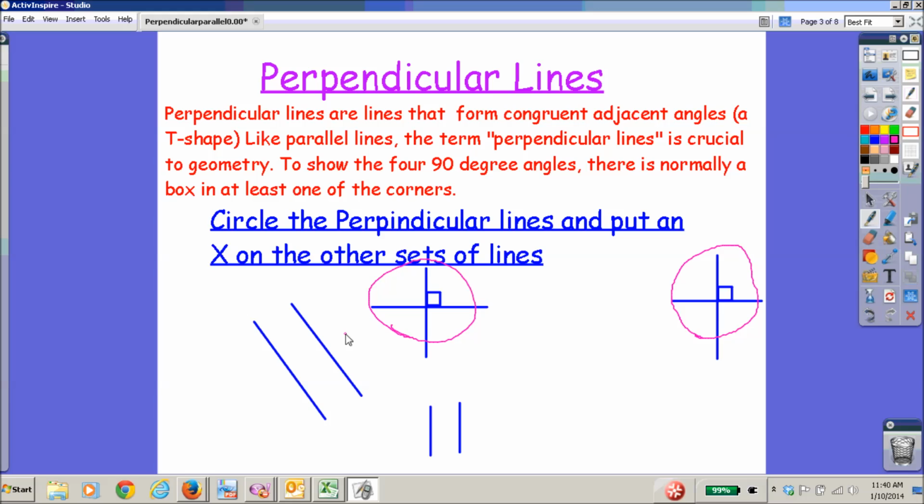In order for you to know if they're perpendicular, you have to have the right angle. A lot of times I get diagrams like this and kids automatically say that they're perpendicular. We don't know that unless we see that little symbol that lets us know, hey, I am a 90, look at me. So make sure you see that if it's asking you to classify those types of lines.